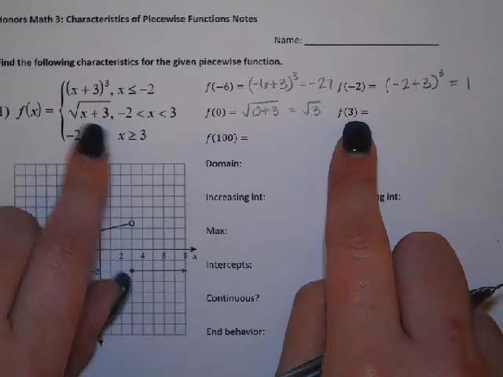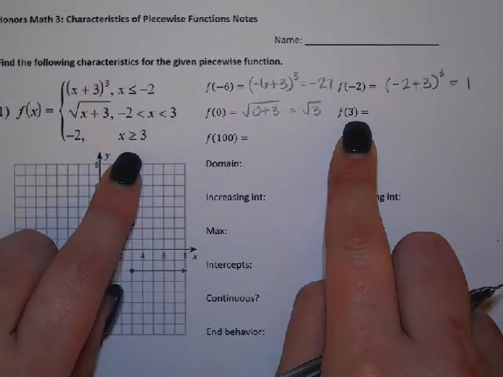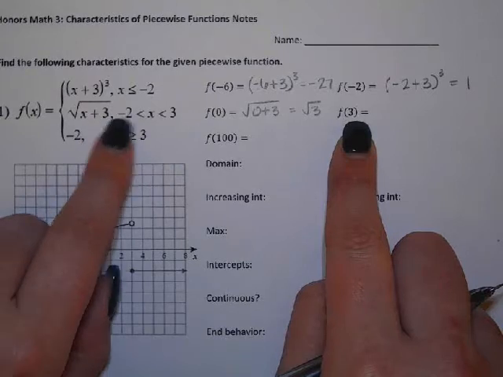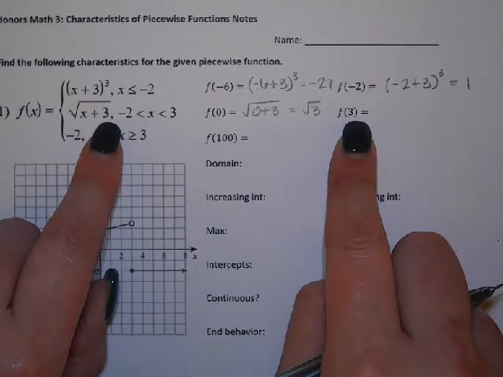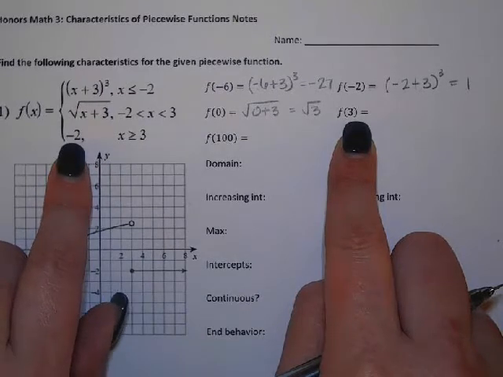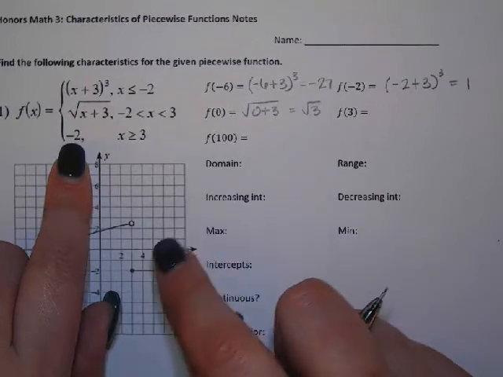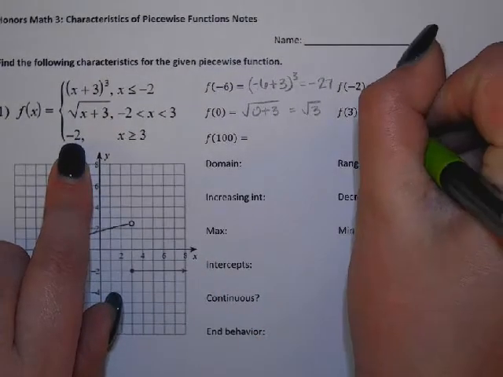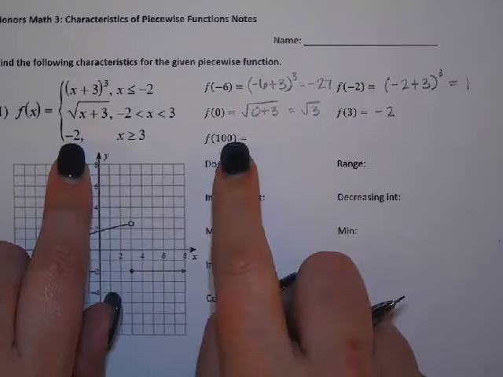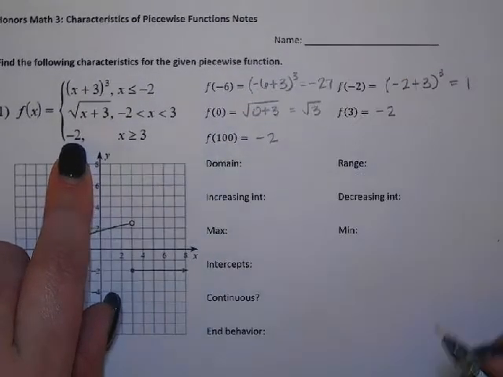f(3): so I am looking here, I can see the 3 is in two different places. Here it does not say that it equals 3, so I'm not going to use this one. This is where it can equal 3. And if you see here, it doesn't have an x for me to plug the 3 into. It's literally just always going to be -2. And then 100 is also greater than 3, so 100 is also going to be -2.